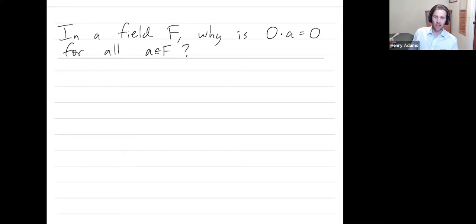Hey everybody, I want to explain in a field why multiplying with 0 is always equal to 0. So if A is any element in my field, I want to explain why 0 times A is equal to 0. This might sound a little silly, right? We know in the real numbers that if you multiply by 0, you always get 0. We know that in the complex numbers or the rationals, that's true. Even in Z mod pZ, where p is prime, we know that multiplying by 0 gives you 0.